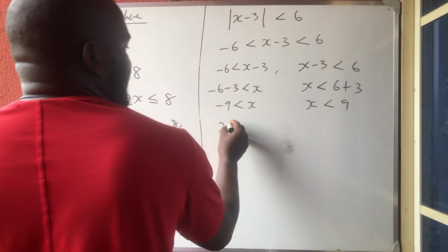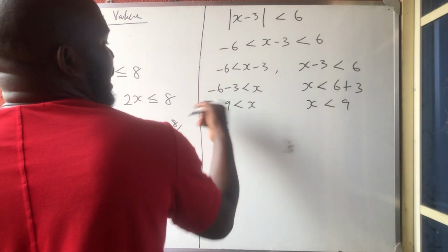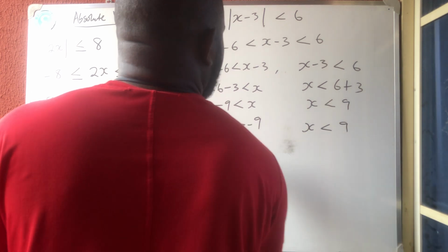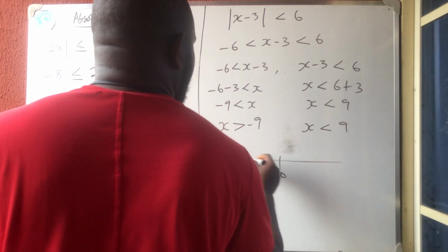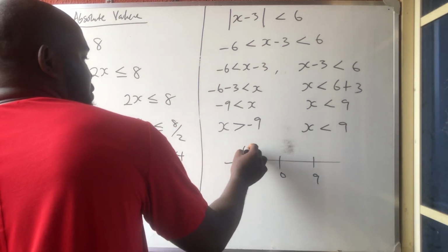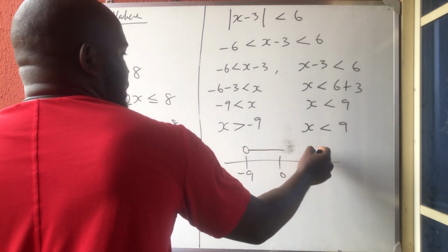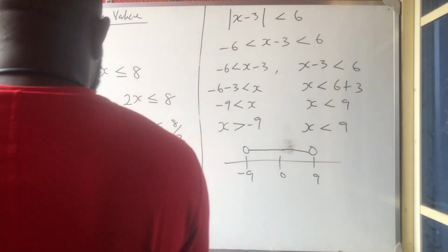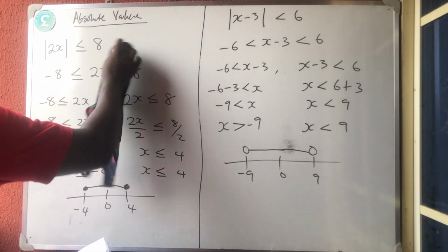So write x first. The arrow is pointing to minus 3. So it should be pointing to minus 3, and x less than 9. So I'm having my 0 here, minus 3, and here is 9. So this is not shaded, moving this way. This is not shaded, moving this way. So that is that. Okay.